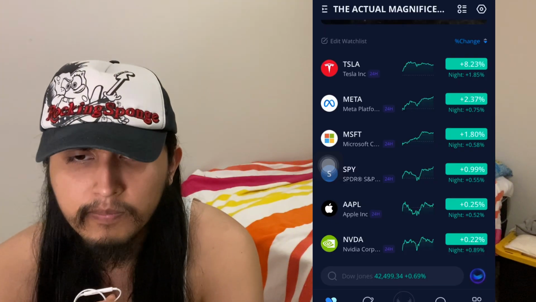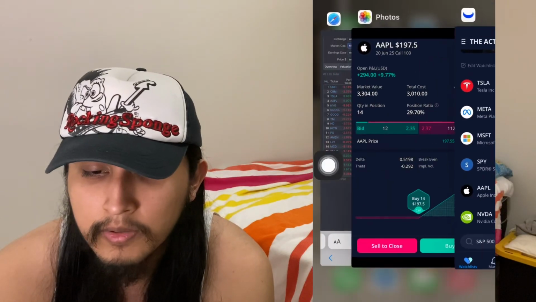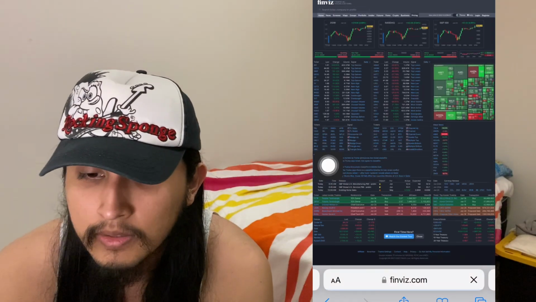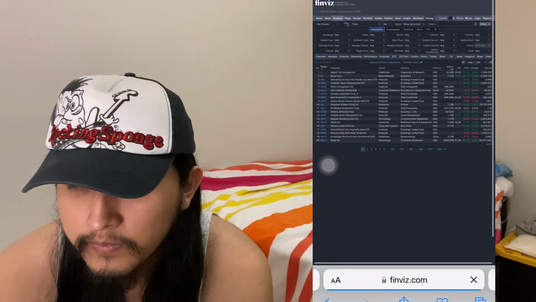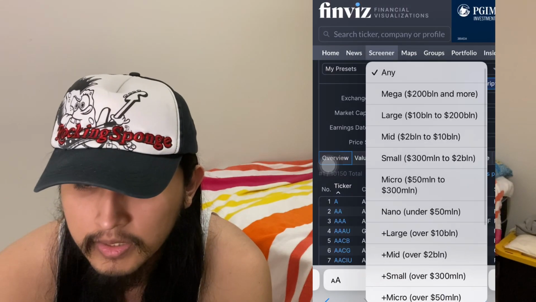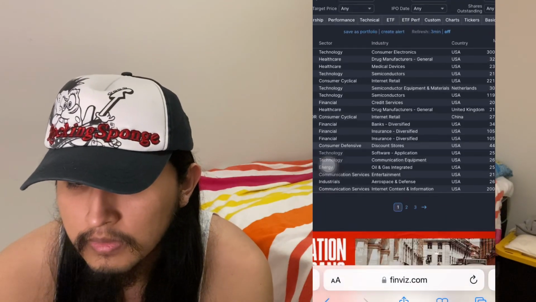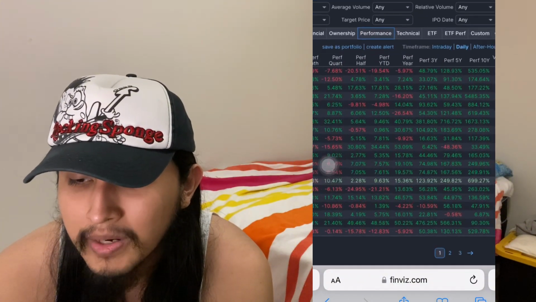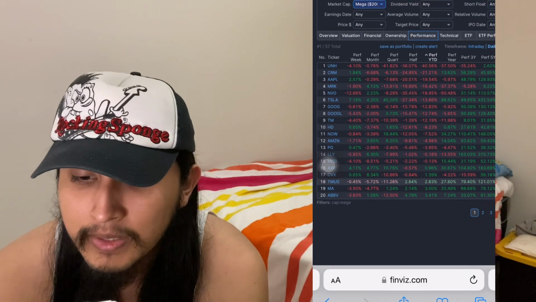So here's a way that you can do it yourself. Let's say you're looking for stocks to trade. You go to this free website called finviz.com. You go where it says screener, and I recommend clicking on where it says market cap and clicking on Mega. I recommend it for beginners. Click where it says performance, click on Perf YTD, and that's going to show you a list of stocks from worst to best.